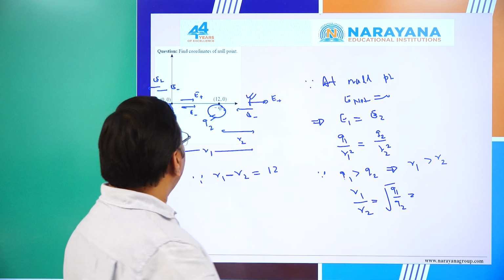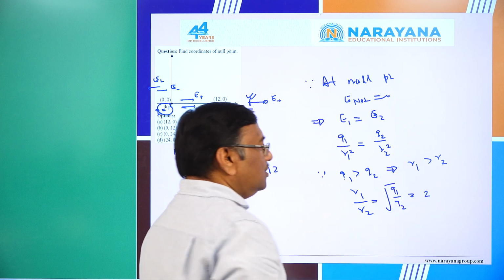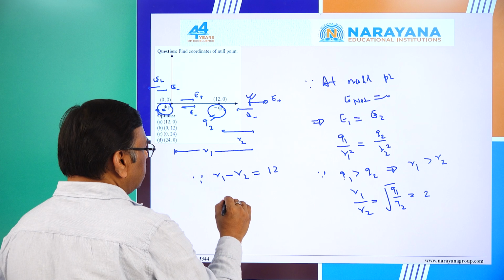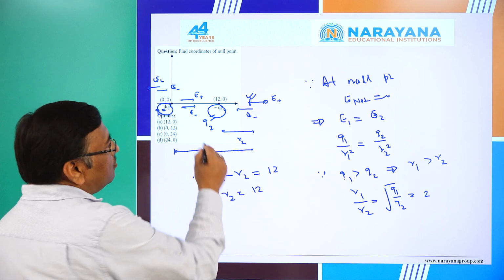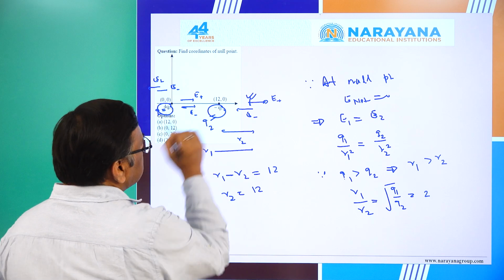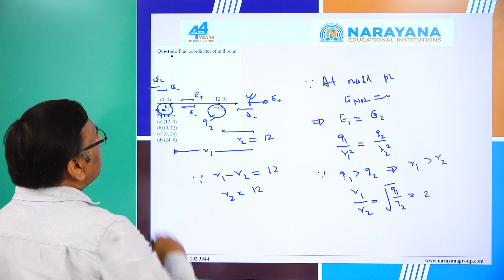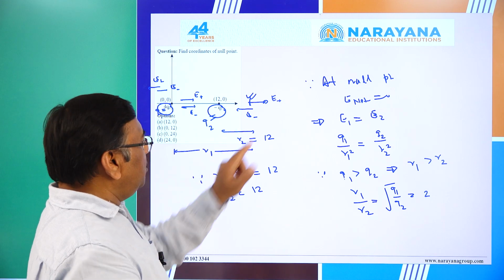Under root of Q1 upon Q2 is under root 4 upon 1, that means 2. So R1 is equal to 2R2. If R1 is equal to 2R2, that means R2 is equal to 12. That is what we are looking for. This distance is already given to you as 2, so R2 is going to be 12 here. Whatever the units given, centimeters, meters, whatever it is, it is going to be 12 units here.